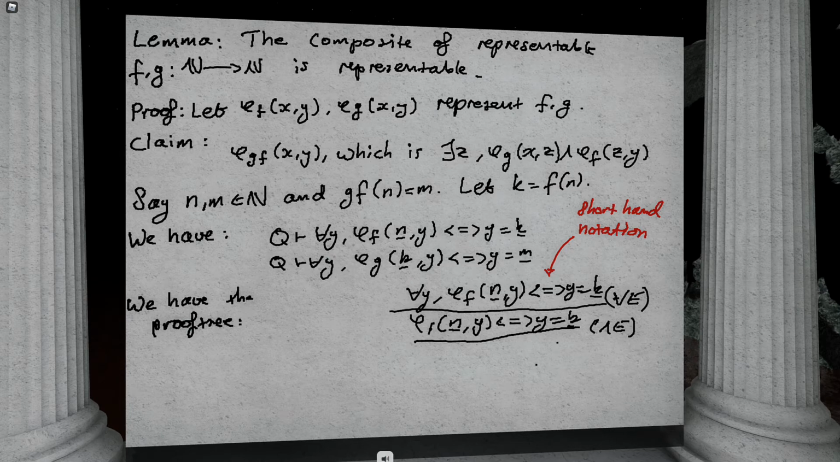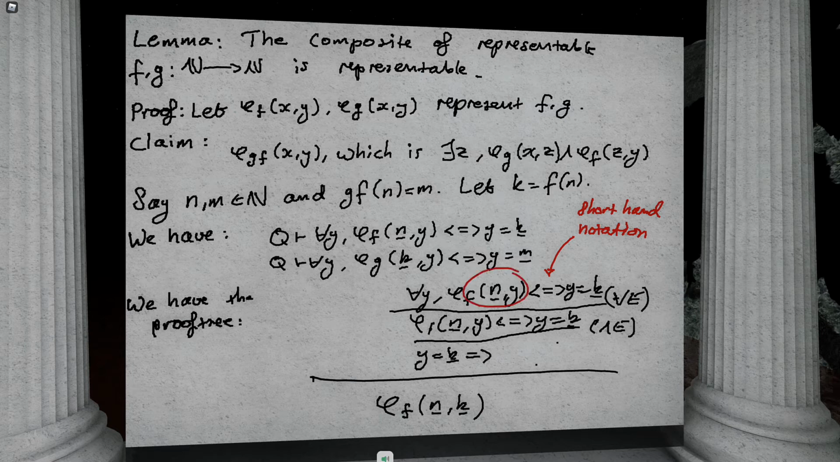Oh, no, I'm on the other direction. So I want y equal to k implies. Oh, sorry. I keep making mistakes. Okay. What I want to get to, I'm trying to get down to phi f of n k, right? So at the moment, I have this phi f of n y, but I know that that holds if and only if y is equal to k bar.